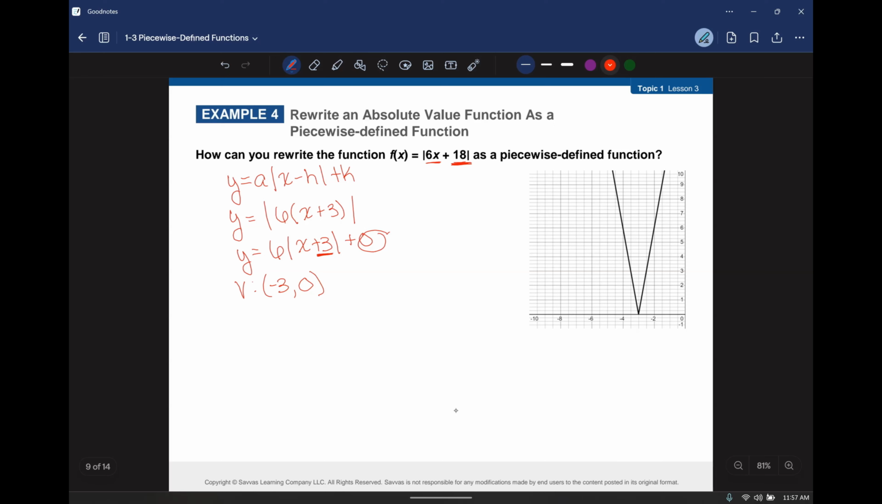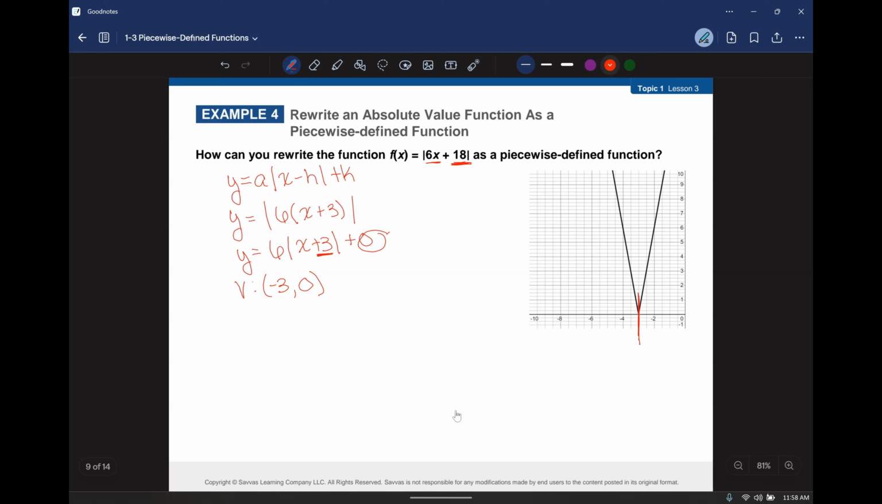That is what this graph is over here that I have already graphed, the graph of the absolute value of 6x plus 18. Now, I could graph 6 times the absolute value of x plus 3. I still get this graph. It's the same thing. Notice your vertex is at (-3, 0). So we're going to consider that the break where the piece is at. So we have the left piece and we have the right piece.